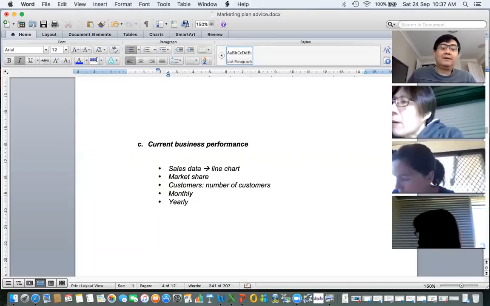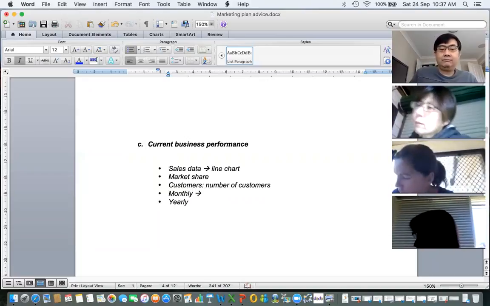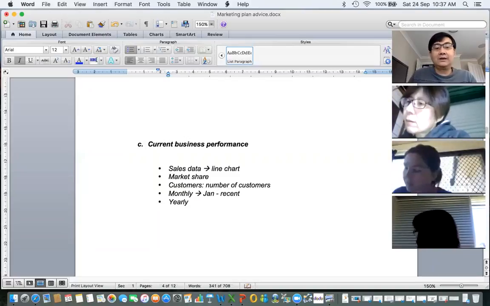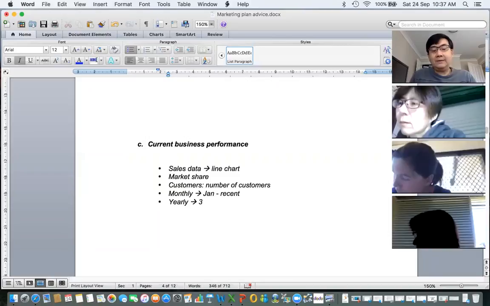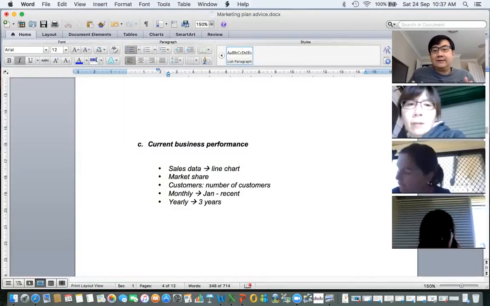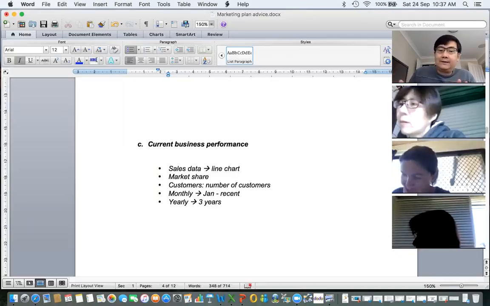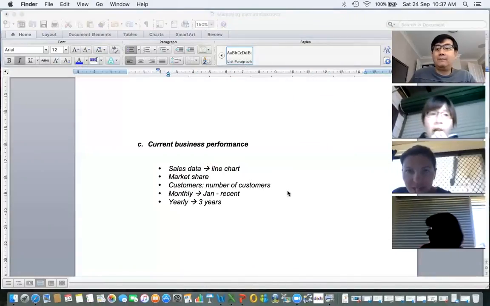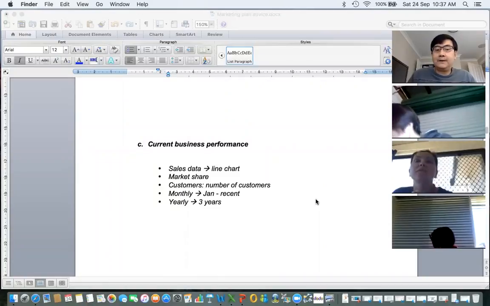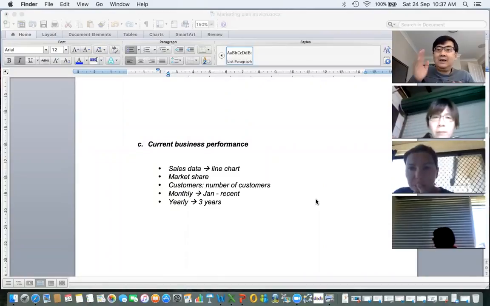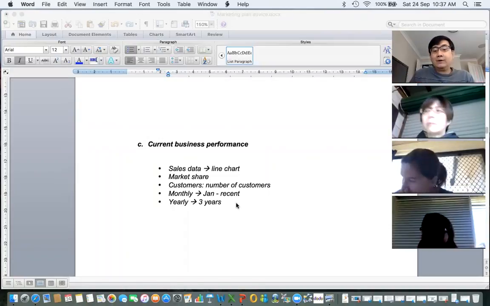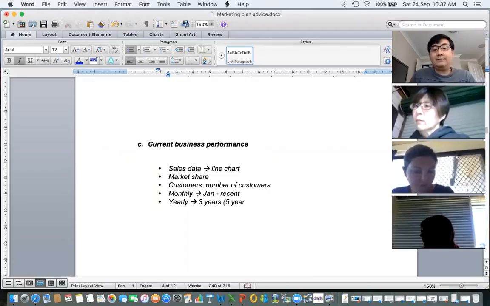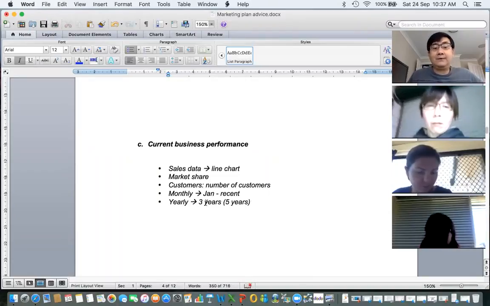For monthly, you can look at it from January, for instance, until the most recent that you can get. If it is yearly, present at least 3 years. Why 3 years? Why not 2? Well, 3 years gives us longer data to analyze and is a lot more insightful. 2 years will only show us this year and last year. In real life, some organizations may demand 5 years, but if you can find these 3 years, that's already something good.